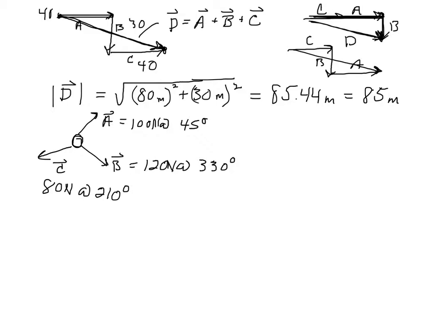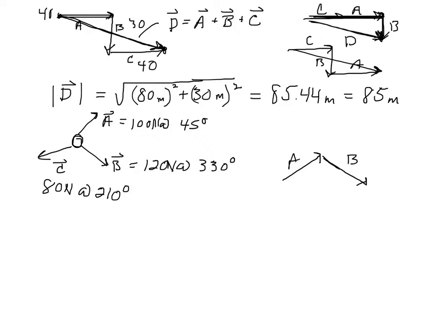So we pick a scale. We called 100 newtons 10 centimeters, and 120 newtons 12 centimeters, and 80 newtons. And then we drew them according to the angle and according to the length. So A is going to be drawn at 45 degrees. I'll pick a length, imagine that's 10 centimeters at 45 degrees. Then B needs to be 12 centimeters, 30 degrees below the x-axis, so let me just eyeball that. A little bit longer. So there's A, there's B.